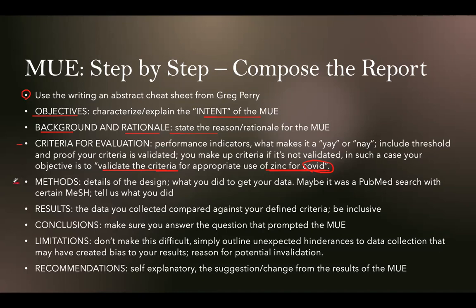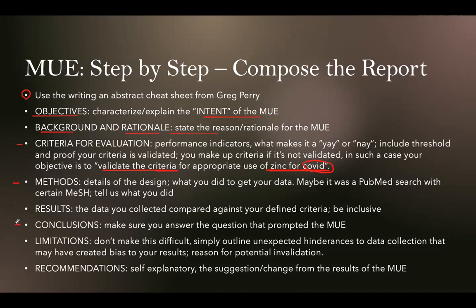Methods, this is the details on your design, what you did to get your data. And it could be PubMed, it could be stuff you pulled out. If it's something more of a meta-analysis, it could be that. Then your results, this is what your data told you. Then a conclusion, what you think of everything you just did.